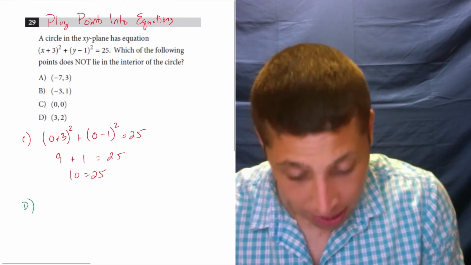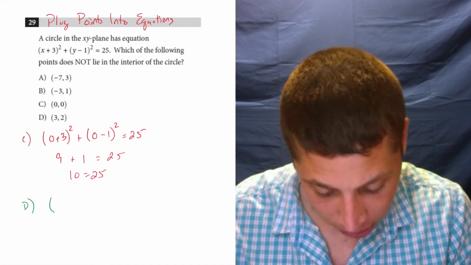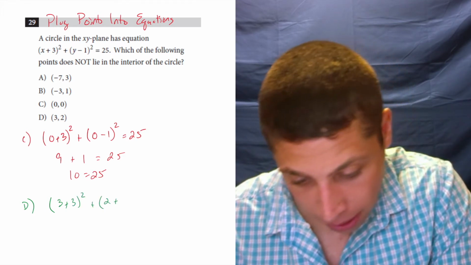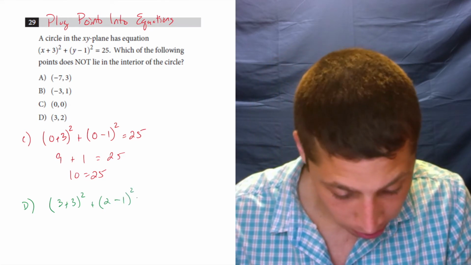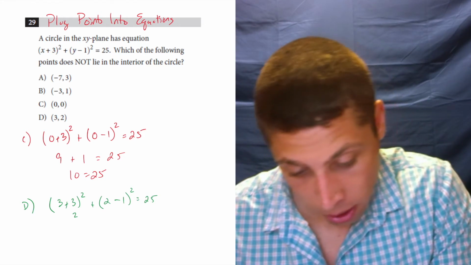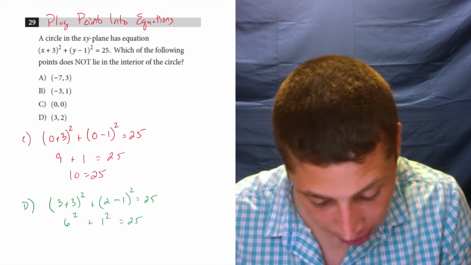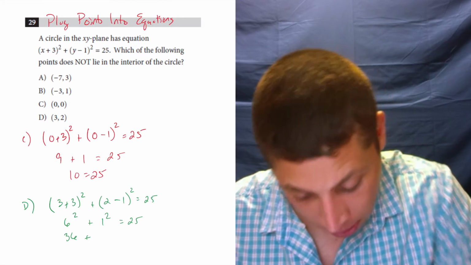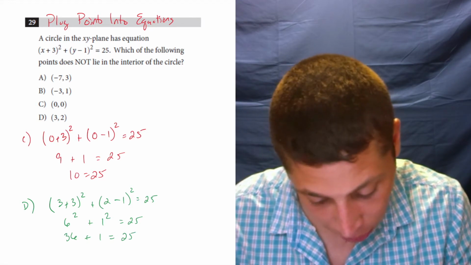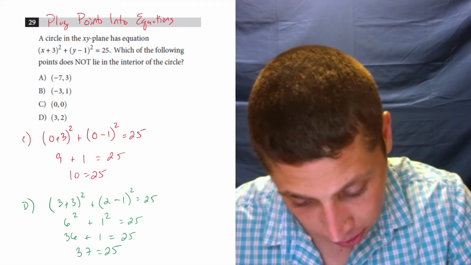It doesn't involve some big numbers or any sort of negatives. So 3 plus 3 squared plus 2 minus 1 squared equals 25. So that's 6 squared plus 1 squared is equal to 25. Well, that's 36 plus 1 is equal to 25, and so that gives me 37 is equal to 25. Again, another problem. And we can keep doing this, so let's keep going.